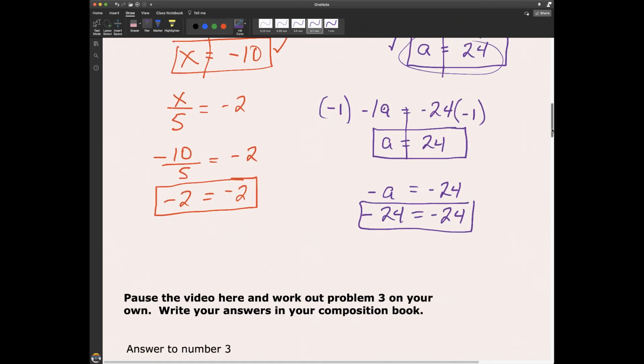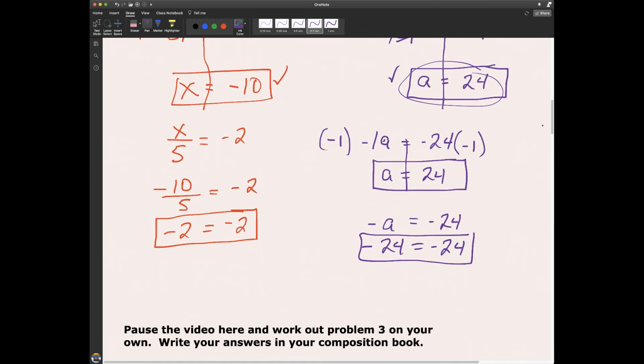All right, so I want you to go ahead and pause your video here and work out problem 3 on your own. You can write your answers in your composition book. If you're listening to this through Edpuzzle, it will pause now.